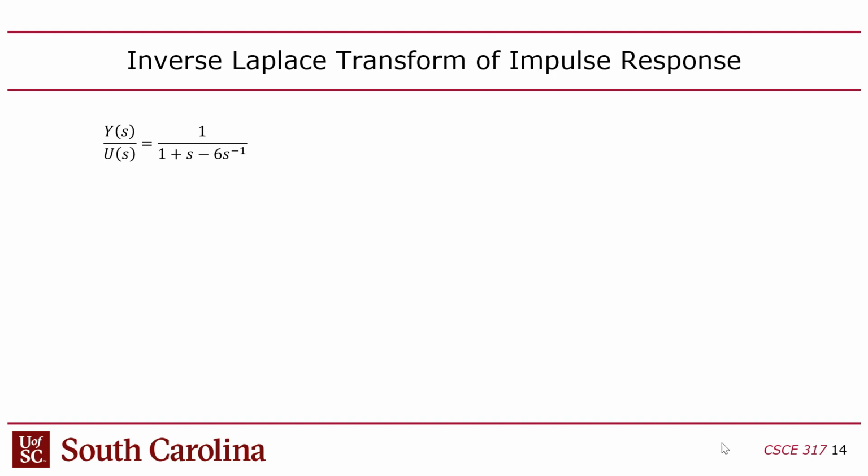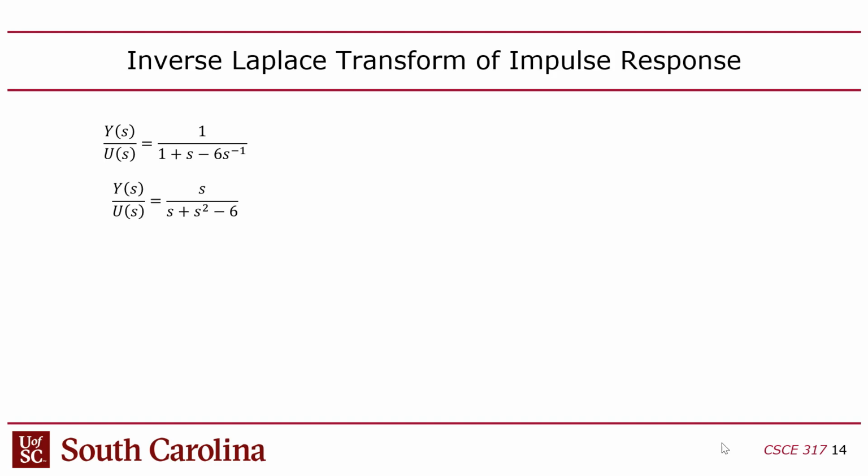In this case, it's 1 over 1 plus s minus 6s to the negative first. Generally, you want to have these polynomials in regular polynomial form, so you want the polynomials to be comprised of powers of s that are positive or 0. We don't want a negative exponent here. So to solve that, you can just multiply this by s over s.